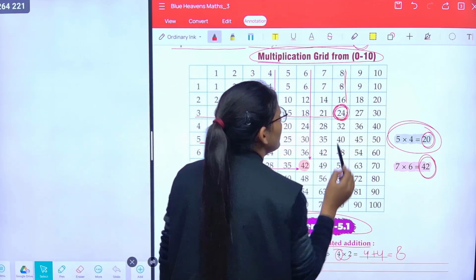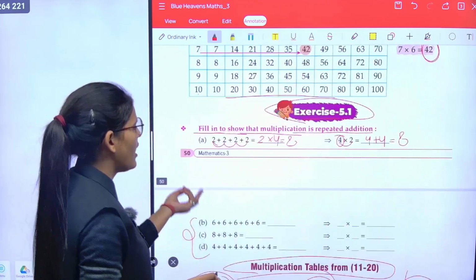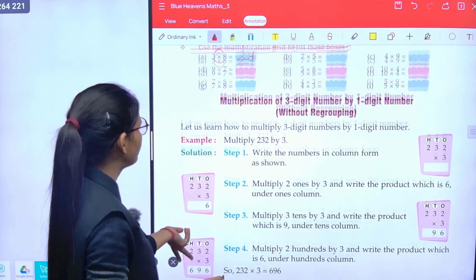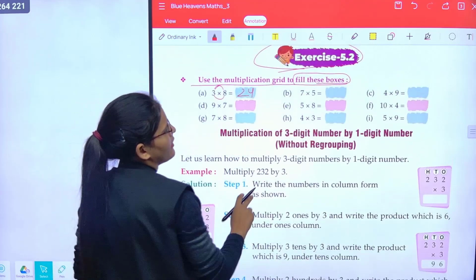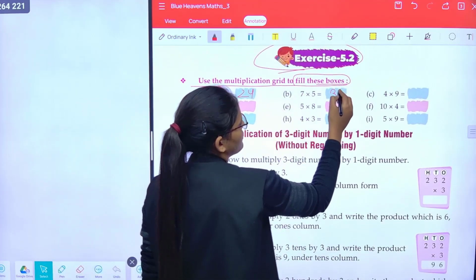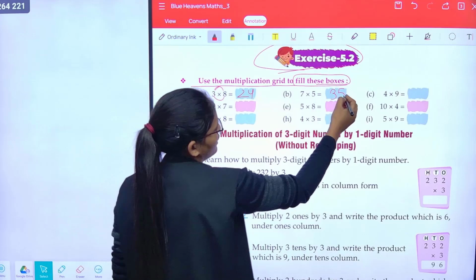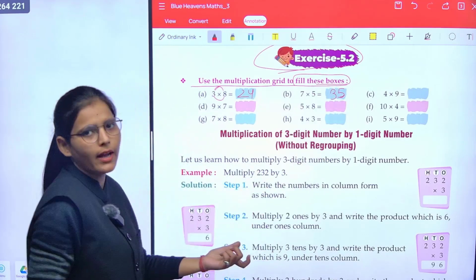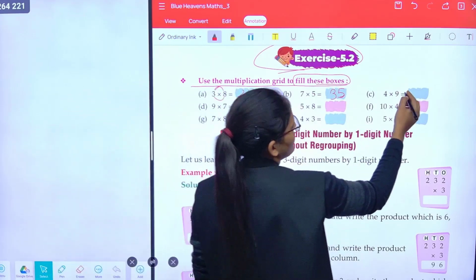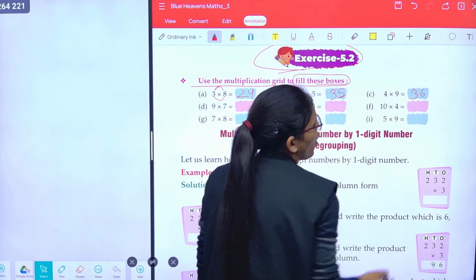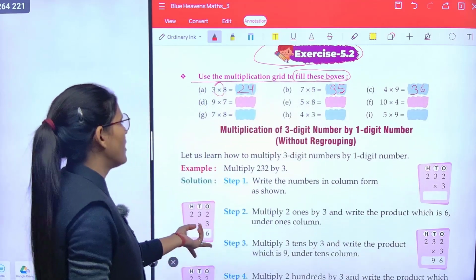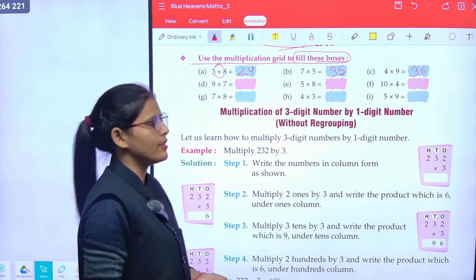So this is the multiplication grid. Again, 7 fives are 35 or 5 sevens are also 35. You can multiply both tables. 4 nines are 36 and 9 fours are also 36. Rest of the parts, do yourself, class.